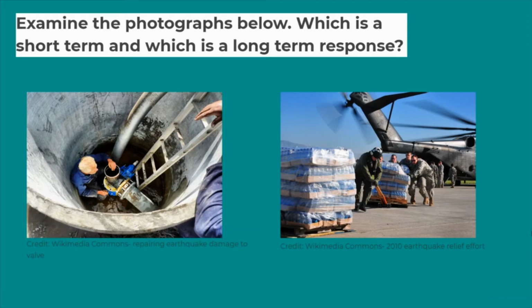So one of the immediate responses there was to take the water into Haiti so that people could drink. Now, if we look at the picture that's on the left-hand side, that is our long-term response. Now, what we've got is some engineers down there, and they're actually fixing a water pipe in New Zealand. So New Zealand's had 2 major earthquakes in the last 10 years. So they had one in 2010 and one in 2016. And this is them fixing water pipes.